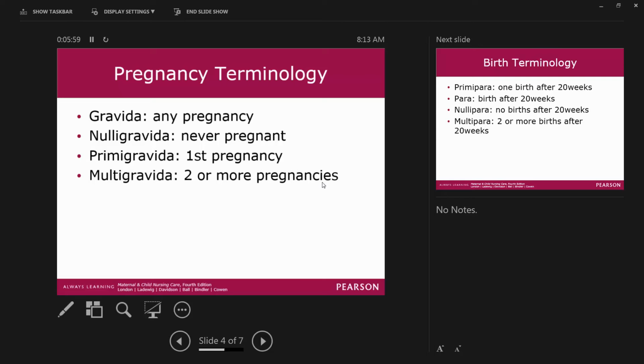Do we count those as paras just because of the changes that it's going to cause in the uterus and the cervix and all that? Well, it's not so much because of those changes. It's more because of the definition. Just because you got to draw a line somewhere? Yeah. Okay. So a gravid woman is any woman, any pregnancy.